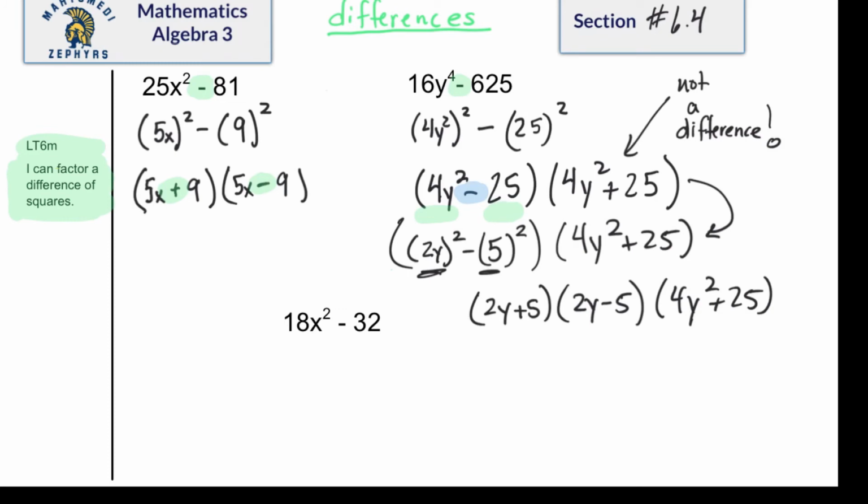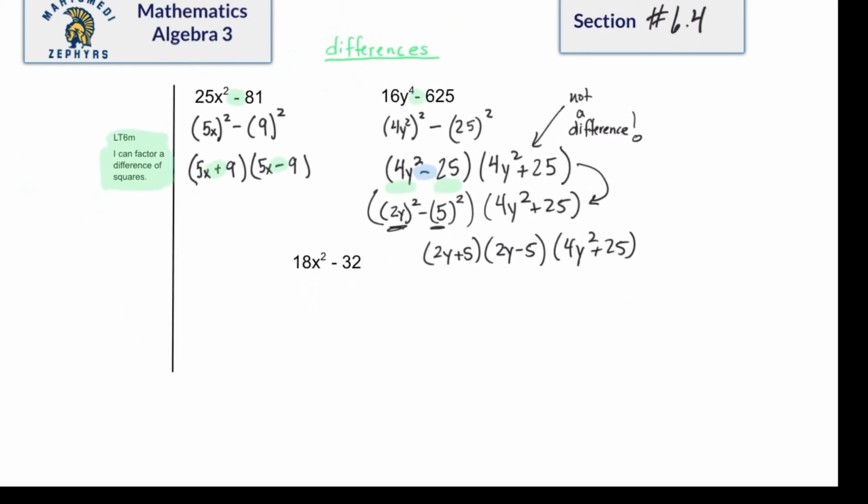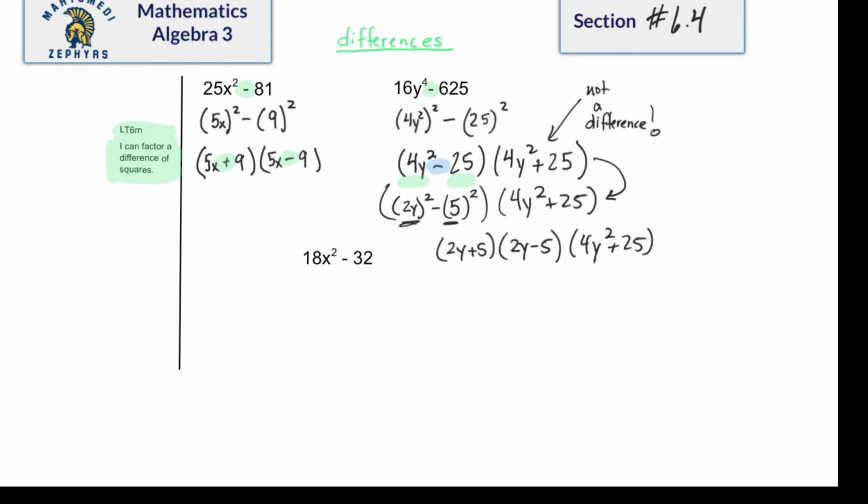Alright, our last example. Notice it is a difference, okay? 18x squared minus 32. Okay, let's give ourselves a little more room first. Alright, here we go. Now, I'm thinking this is going to be a difference of squares, but wait. I'm not sure 18 has a square root or 32 has a square root. It's not a difference of squares.